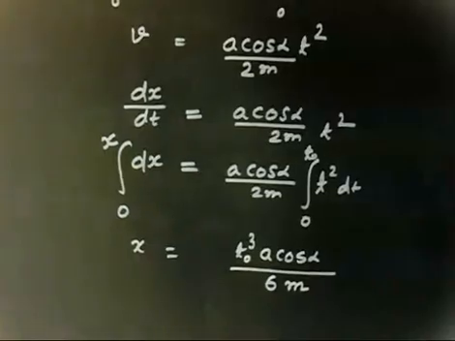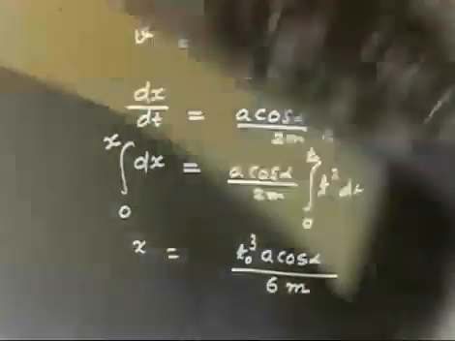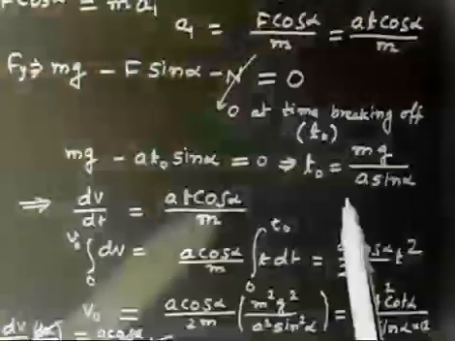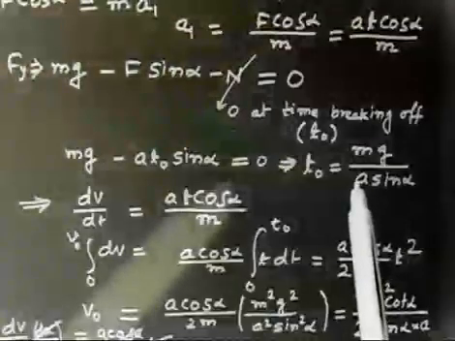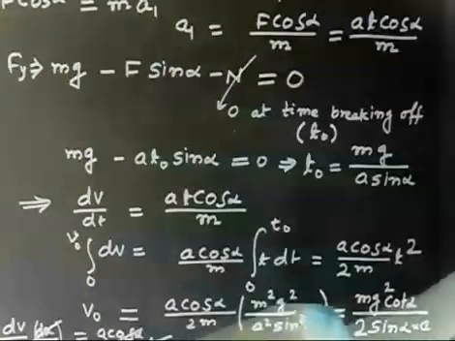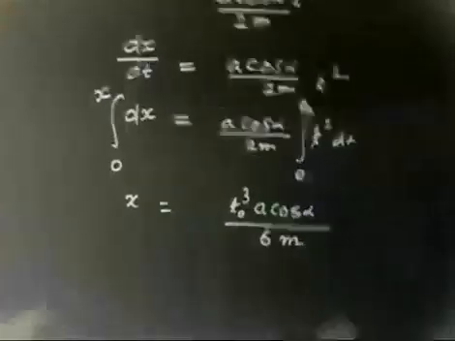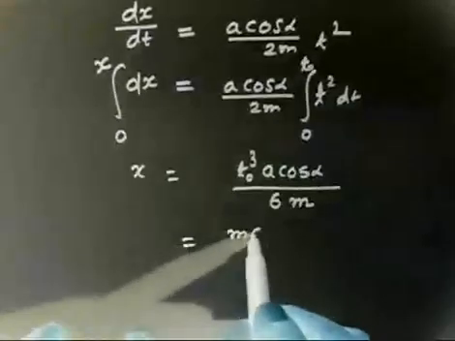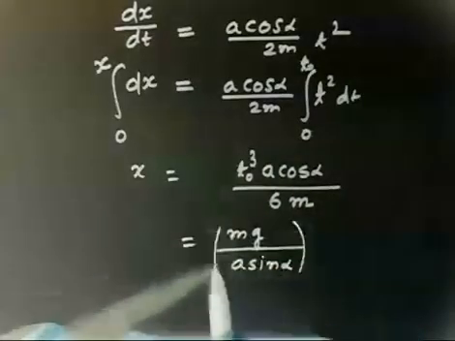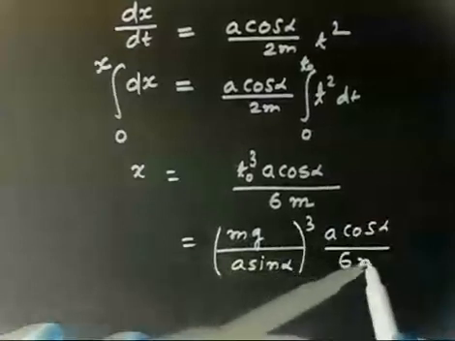What is the value of t naught? If you see in the first part of the problem, we have said what is the value of t naught here. So you see, t naught is mg by a sin alpha. So if I plug the value, t naught is equals to mg by a sin alpha, so I will get mg by a sin alpha whole cube, a cos alpha by 6m.